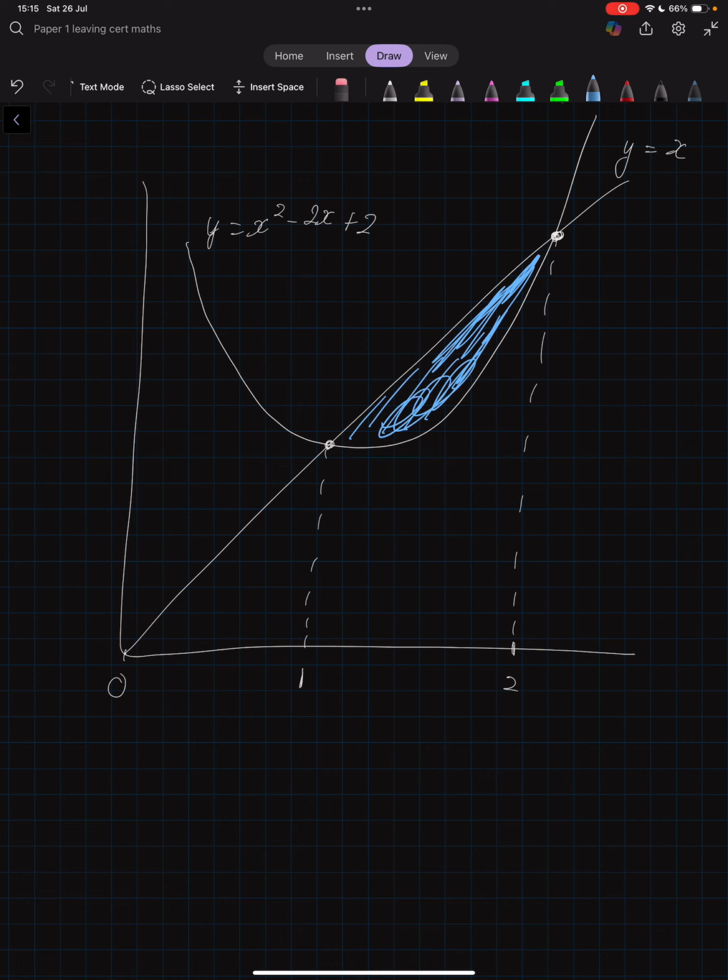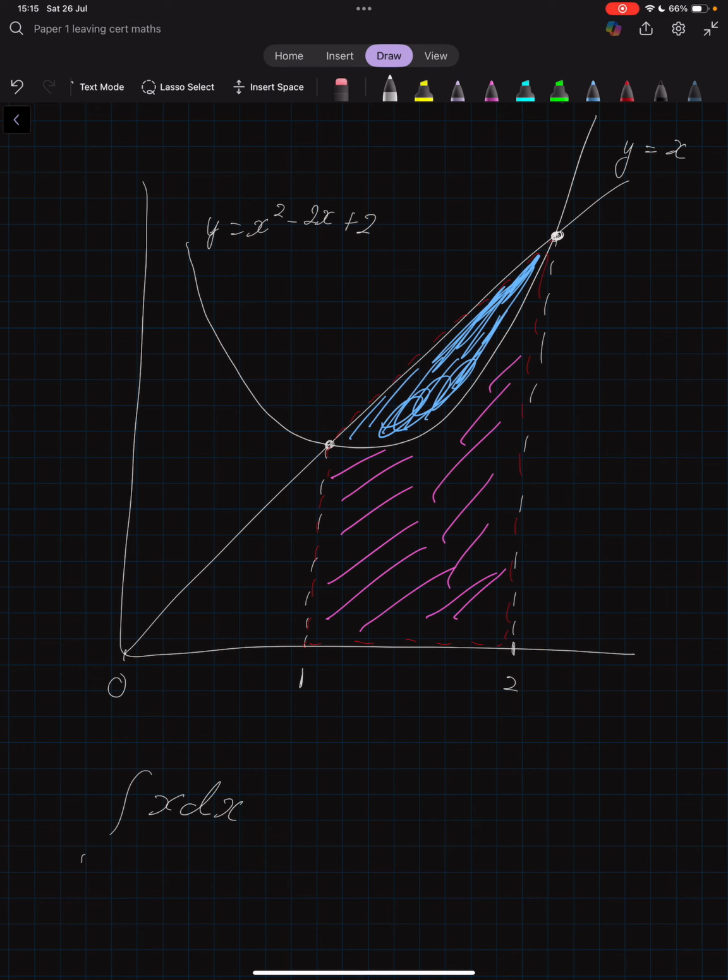So the way you do it, you would say, well, I can get the area underneath the graph like this. I can get the total area by integrating under the line, and then I can simply minus them off each other. So if I integrate the line from 1 to 2, I get 1 to 2 of x squared over 2. Plug in 2, I get 2 minus a half. So the area is simply 3 over 2.